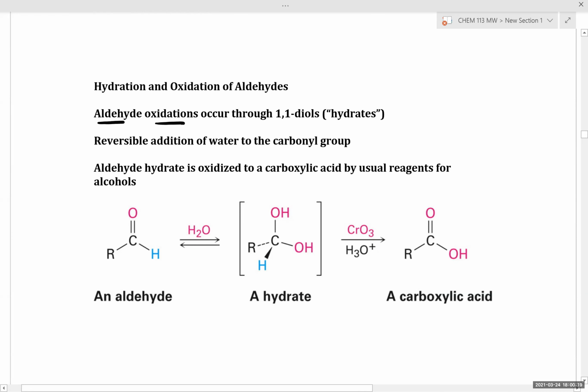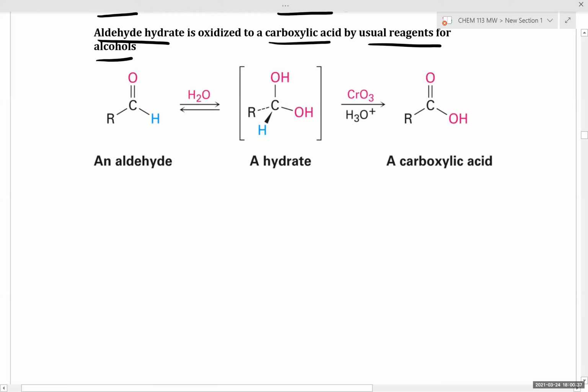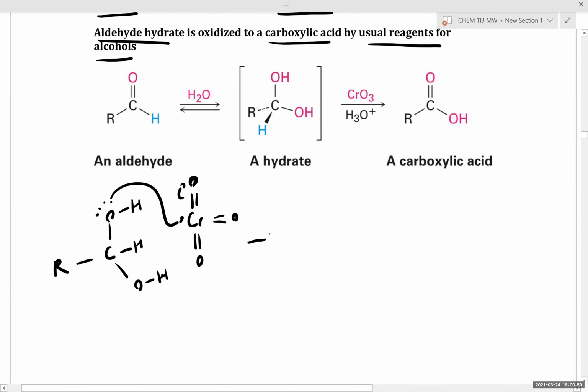Aldehyde oxidations occur through 1,1 diols known as hydrates. This occurs from a reversible addition of water to the carbonyl group. From there, the aldehyde hydrate is oxidized to a carboxylic acid by usual reagents that oxidize alcohols. So for example, once you have your hydrate, from there, just like any other alcohol oxidation that we've seen time and time again, we attack our electrophilic chromium atom.